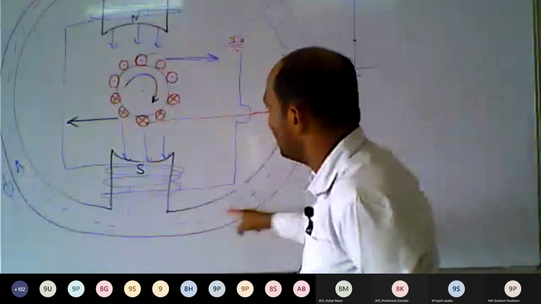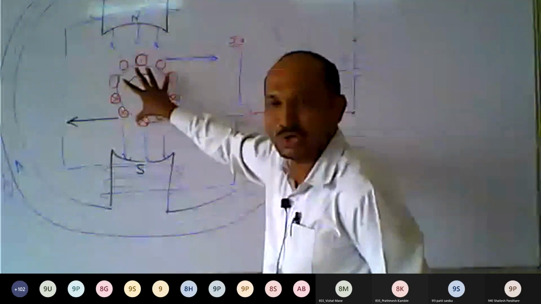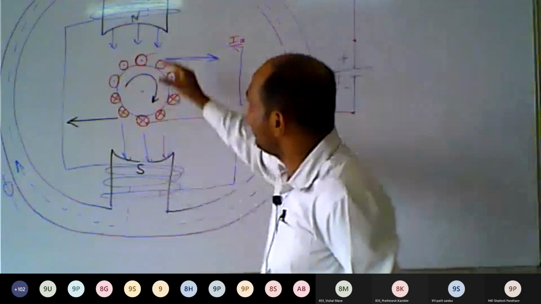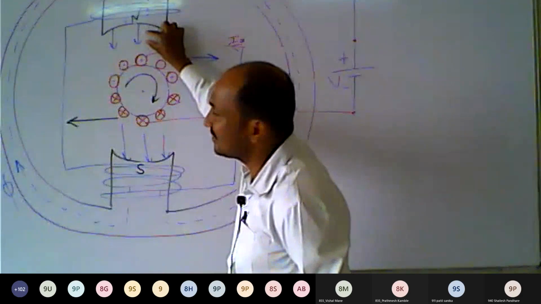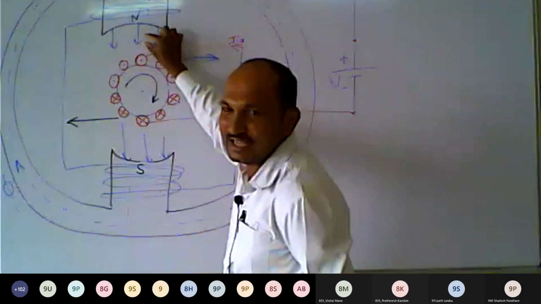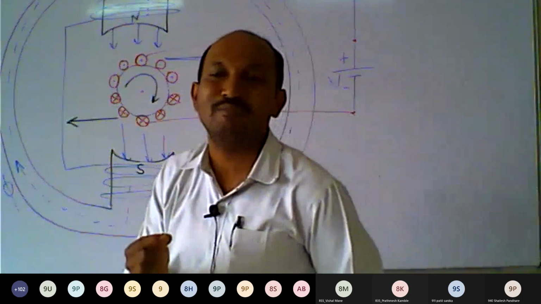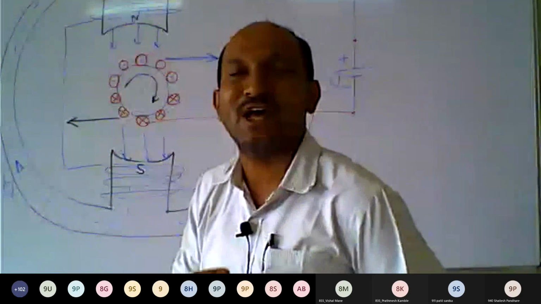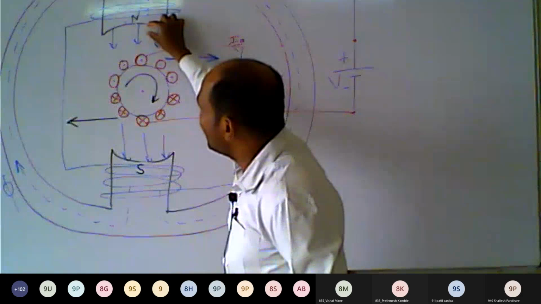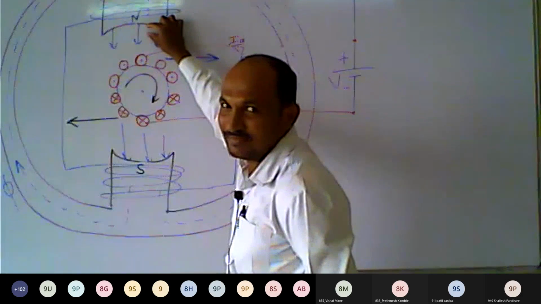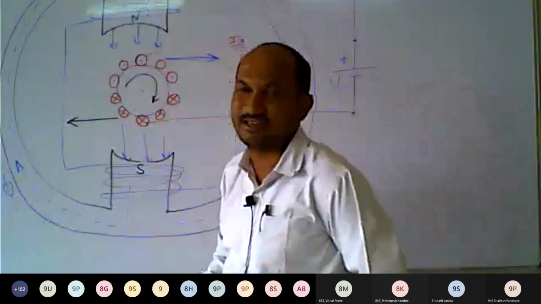So this whole outer assembly is called the stator of the motor, and this inner assembly is called the rotating part, the rotor of the motor. In between stator and rotor, there is very little space provided, an air gap of less than 1 millimeter, approximately 1 millimeter. Very little gap is provided, because this is the rotating part and this is the stationary part.